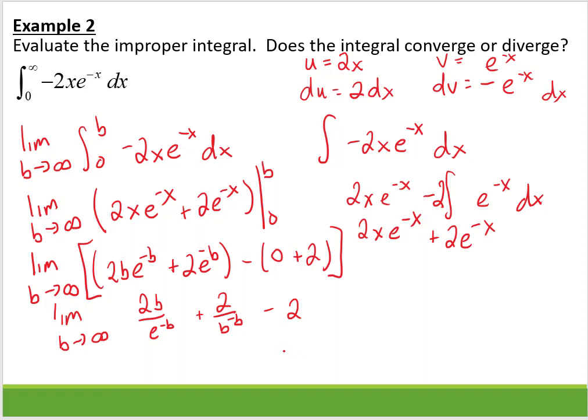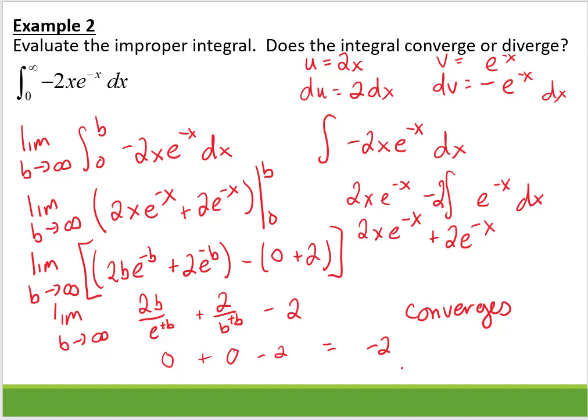So now I take the limit of anything with an e to the b in it. This goes to 0. This one goes to 0. Those should be positive b's. So my answer here is negative 2. So this one converges because I was able to find the actual value.